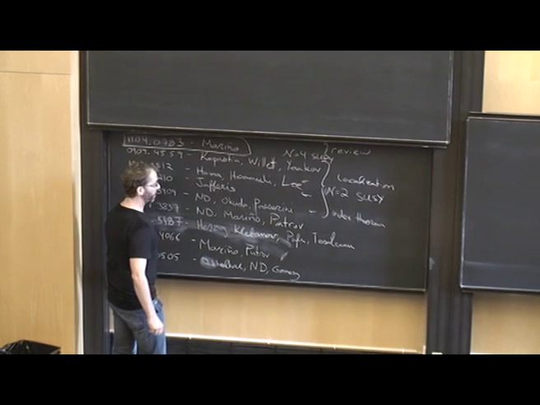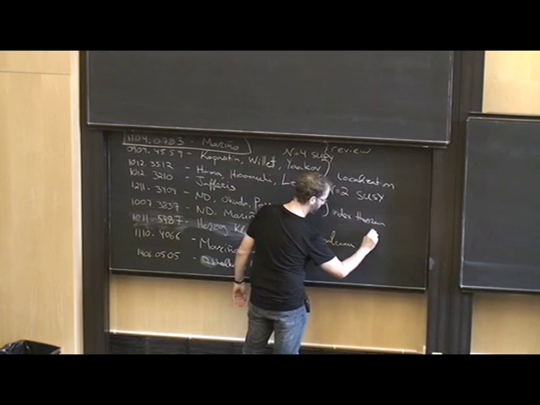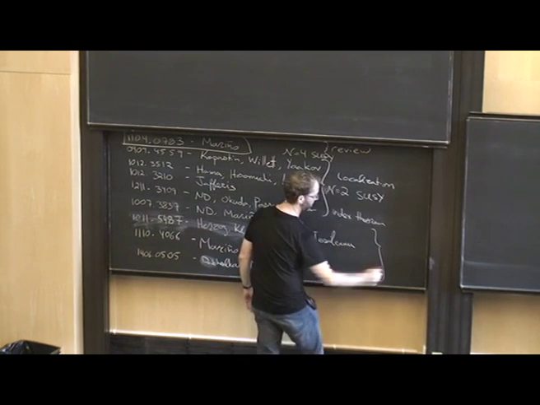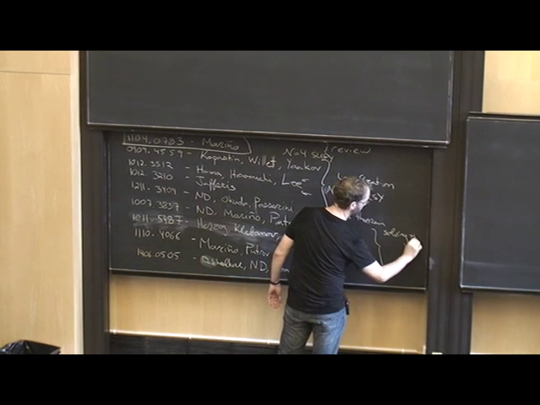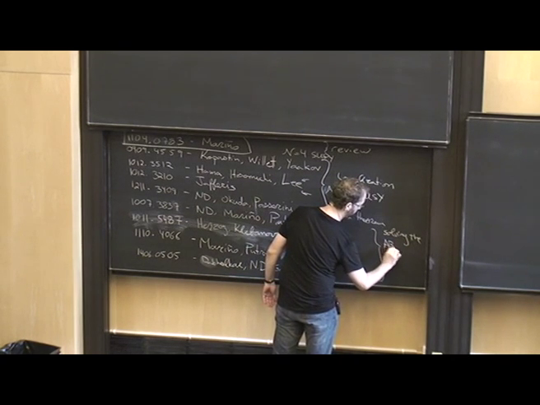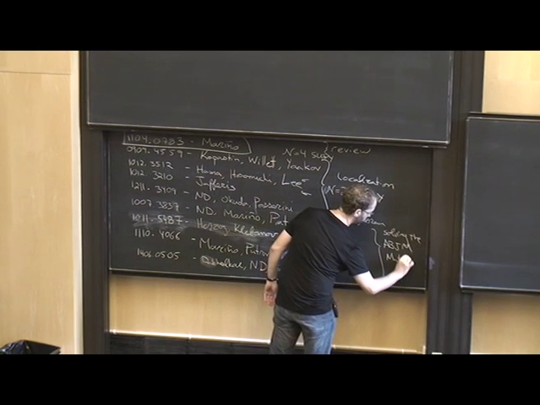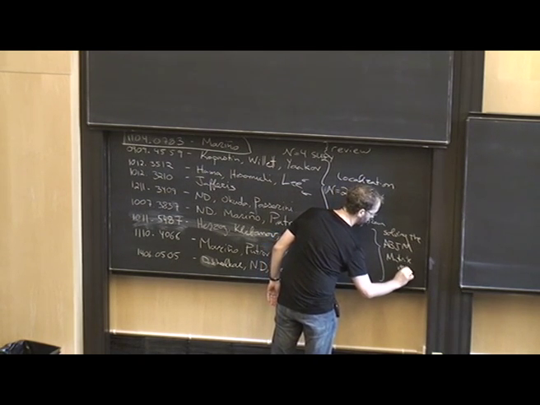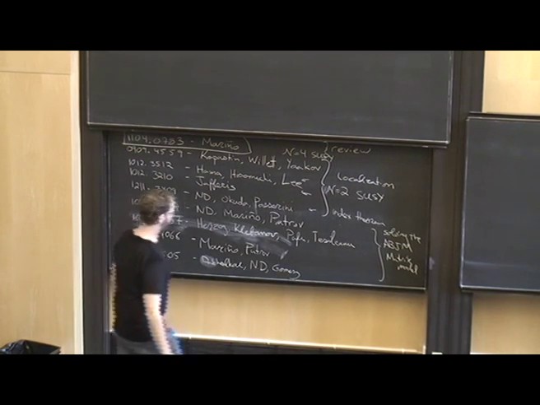Then the applications of this to ABJM theory are in this. So this is solving the ABJM matrix model in 3 different ways.